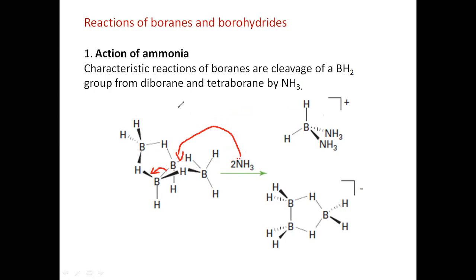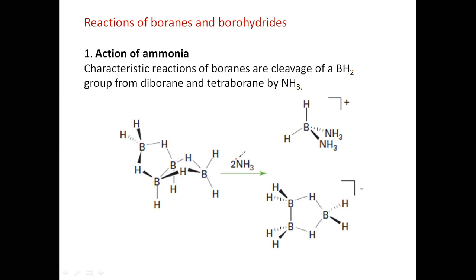In the second condition, mechanism is not important, but what is important? What is the product which is going to form when such higher boranes are reacting with ammonia? So any out of four boron, any boron can be the target. So here, this boron will not be the target. Why? Because there is a BB bond retained in the product also. So we cannot target here.